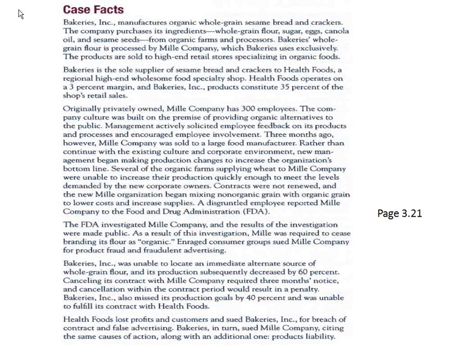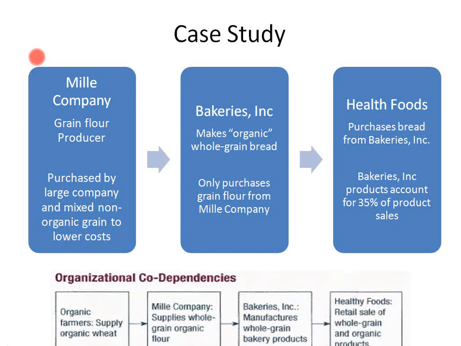So real briefly, I just want to go through this scenario so people are aware. This is the case study on page 3.21 in the textbook. It talks about Bakeries Incorporated, which manufactures organic whole grain sesame bread. So people don't have to read the whole thing, I made key points. The mill company is a grain flour producer. One thing I put on there is that they buy organic grain from farmers to supply wheat. The mill company was purchased by a large company, and one of the things they started doing to save money was deciding, with this organic product we produce, let's mix in the non-organic stuff to save money.